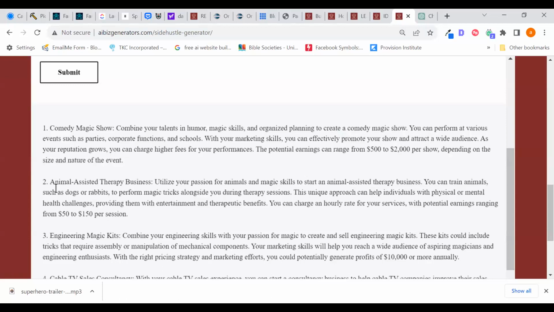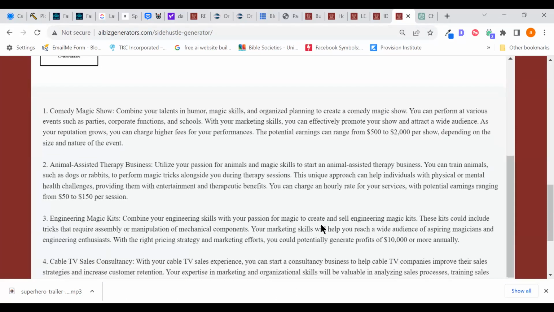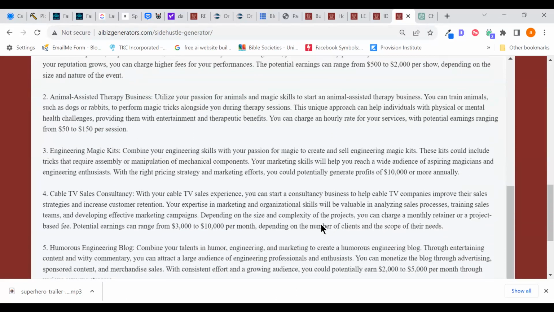She could also do an animal assistance therapy business because she's got a passion for animals and magic. They're going to combine those together and help people who are suffering, who need therapy with animals. You see animals now walking around the hospital. An engineering magic kit. Oh my goodness, that would be a very cool product. And they said you could maybe generate about $10,000 with something like that.